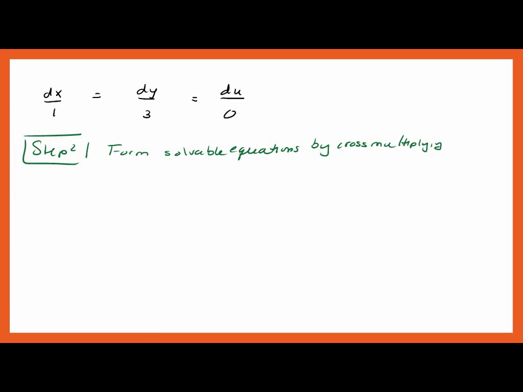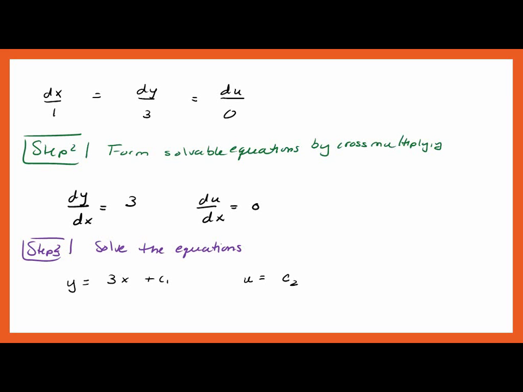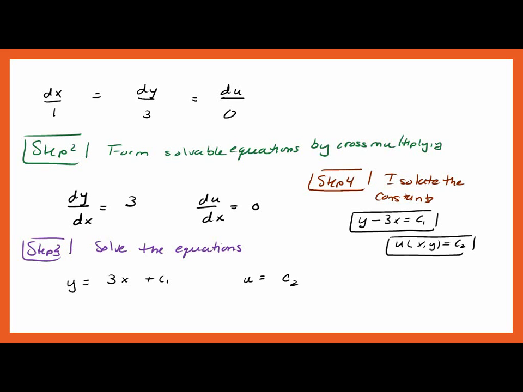And then you form solvable equations by cross-multiplying. So for example, I could take dy over dx is equal to 3, and I could take du over dx is equal to 0, and solve these equations. So I'll get y is equal to 3x plus c1, and u is equal to c2. And then I'll isolate the constants. So I get a formula for c1 and c2.